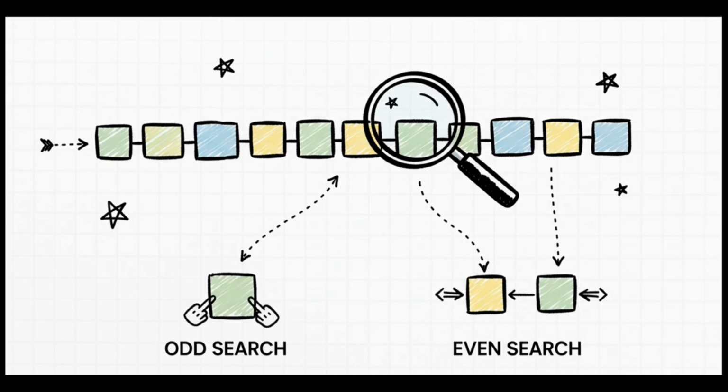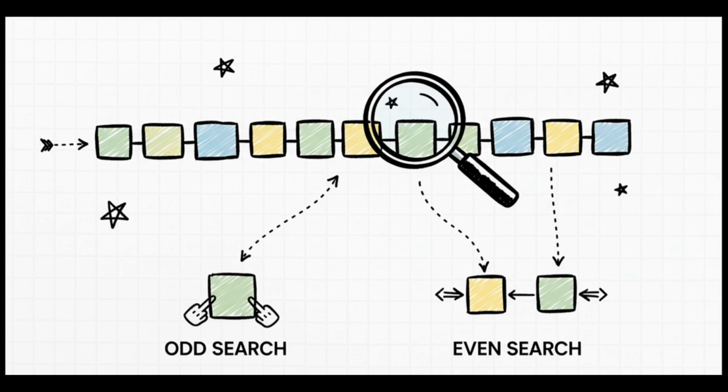Okay, so here's how we put it all together into one master plan. We just loop through the entire string from the very first character to the last. And at every single position, we run both of our investigations. We check for an odd-length palindrome centered right on that character. And we check for an even-length palindrome centered between that character and the next one. All we have to do is keep track of the longest one we've seen so far.